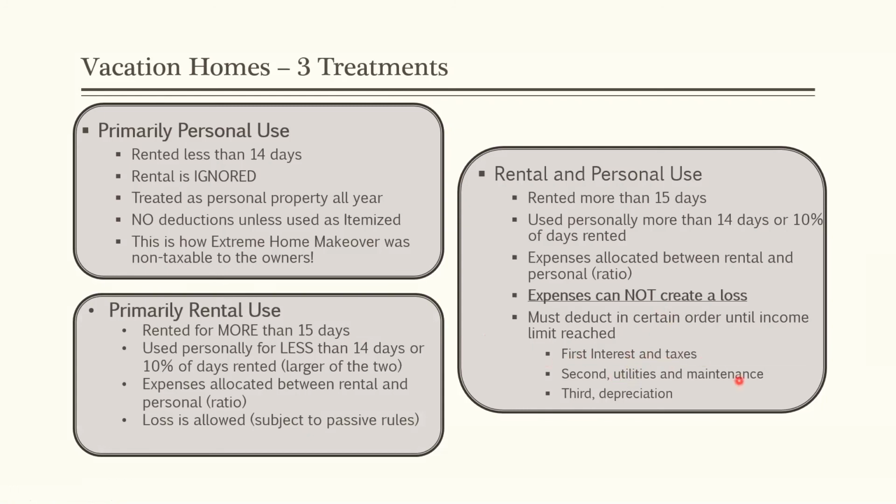Next is utilities and maintenance, and third is depreciation. Which again has another issue, because depreciation is deducted from your basis. And the way the tax law reads, it says depreciation allowed or allowable. And so that can create a problem where you might have to subtract the depreciation from your basis, but you weren't able to use it up here.